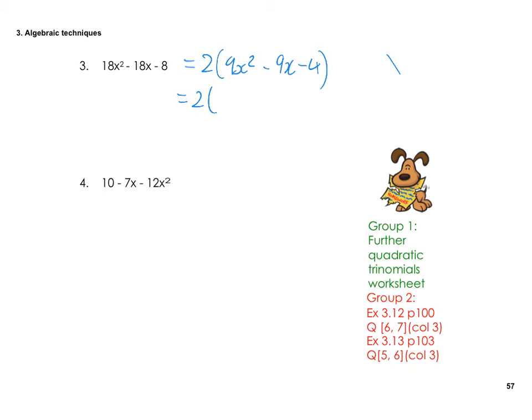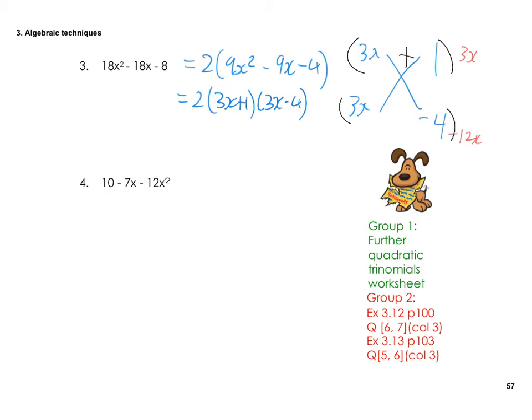But on the side, draw a cross. 9x squared is 3x and 3x. Now negative 4. I believe we use minus 4 and 1. 3x times minus 4 is minus 12x. 3x times 1 is 3x. 3x take away minus 12x... 3x minus 12x is minus 9x. So these are my answers. So equals 2 times 3x plus 1, 3x minus 4.